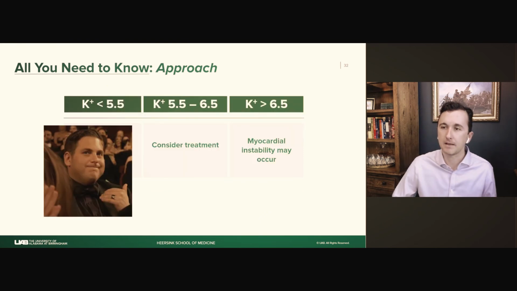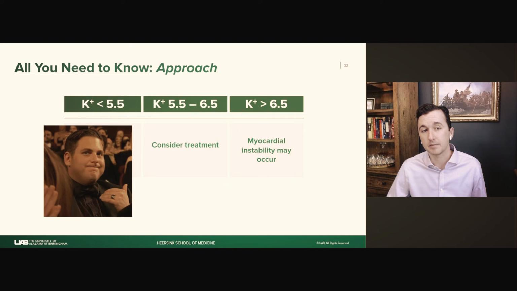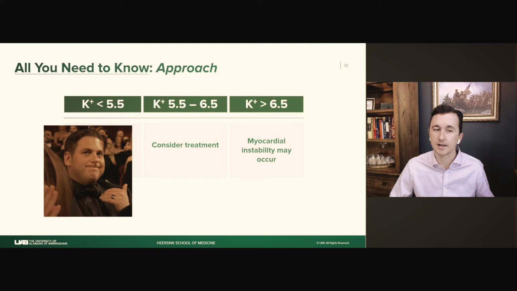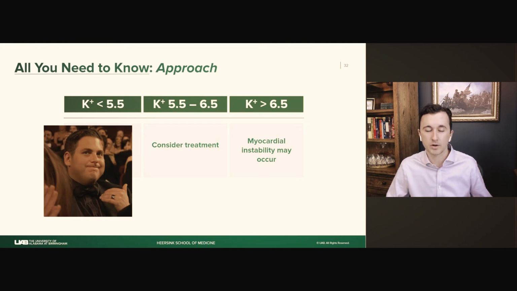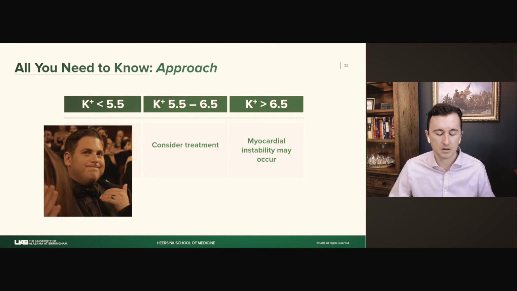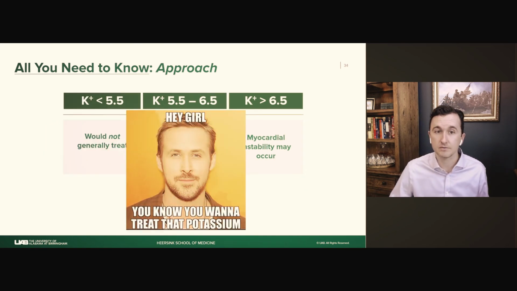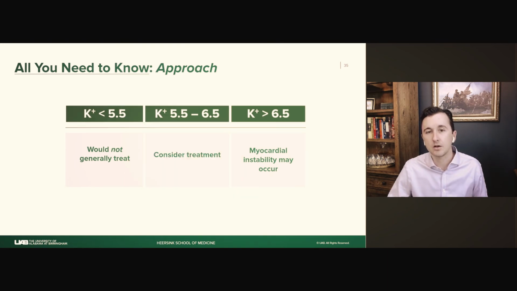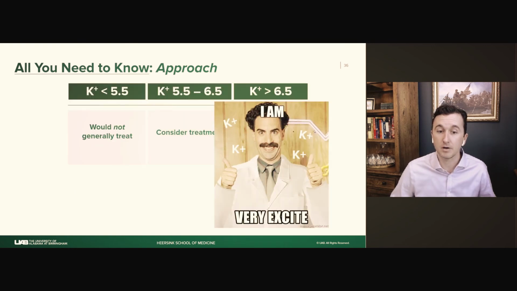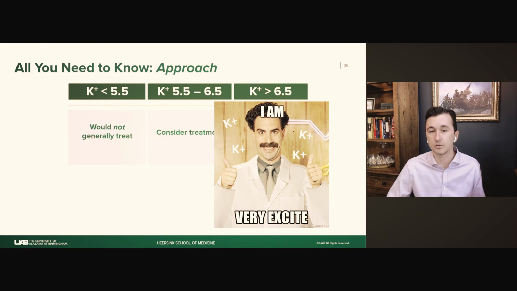So generally, especially if it's acute, I'm not going to be treating a potassium less than 5.5. Now, if a CKD patient has chronic hyperkalemia in the 5.3, 5.4 range, maybe I'll address it. But in the acute scenario, almost always, I do not treat a K if it's below 5.5. Now, if your potassium is between 5.5 and 6.5, that's usually when I'm going to think about addressing it. And then lastly, know that you don't generally get myocardial instability until your potassium is above 6.5. And obviously in those situations is when you should get really excited.